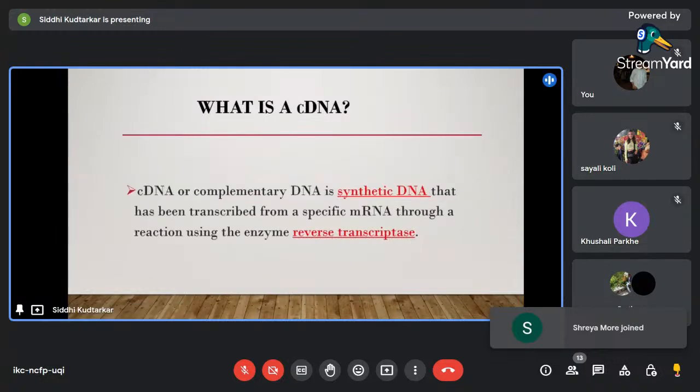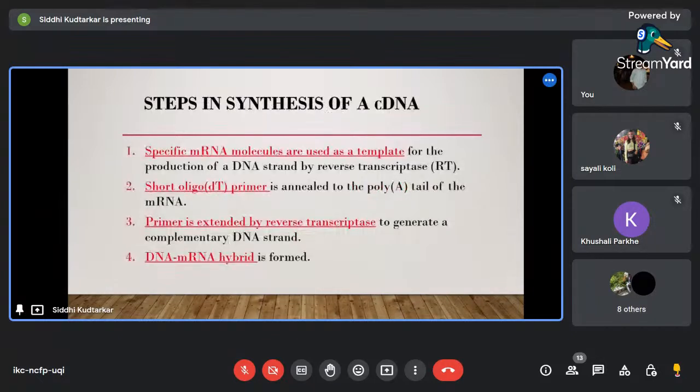So first, before going into the details of screening, we'll see what is a cDNA. So basically, cDNA is a complementary DNA or a synthetic DNA which is transcribed from an mRNA, mature mRNA, by a reaction in which enzyme reverse transcriptase is used. So these are the steps for synthesis of a cDNA.